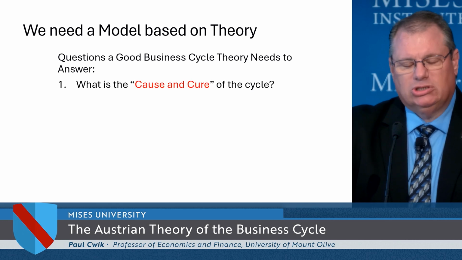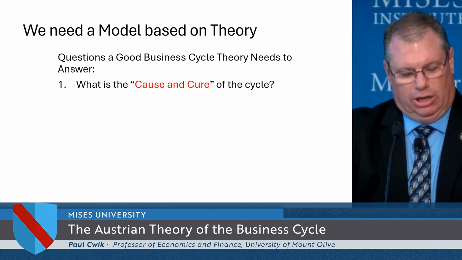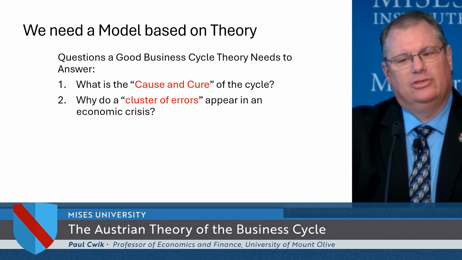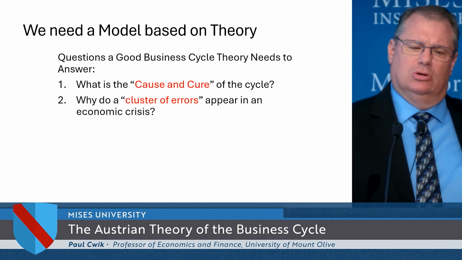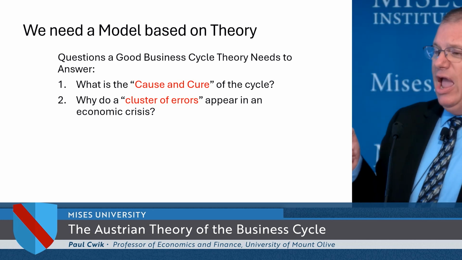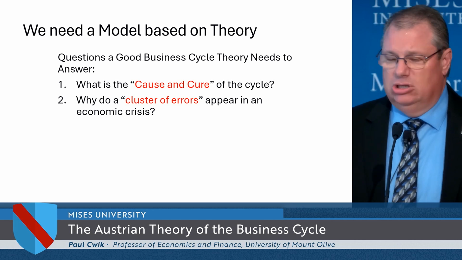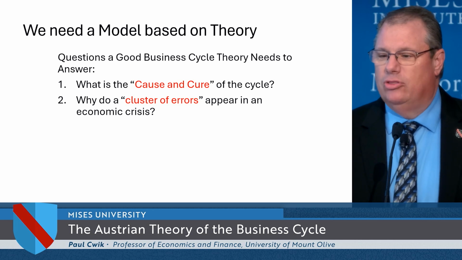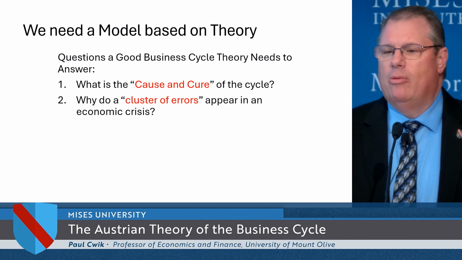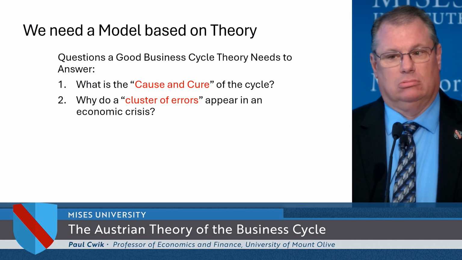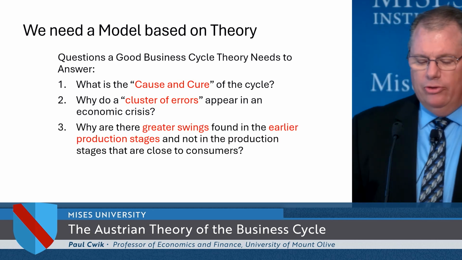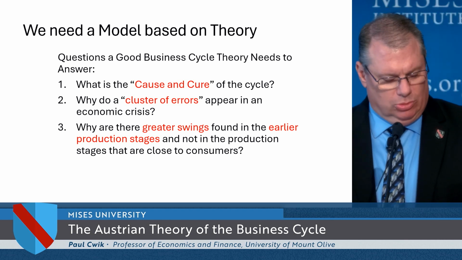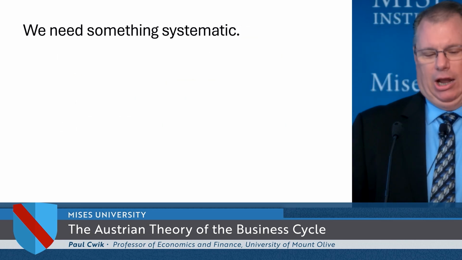So what we want is a model that answers some fundamental questions. There's three. What's the cause and the cure of a cycle? Why is there a cluster of errors that appear at this upper turning point? In other words, you've got these entrepreneurs, and they're paid to get things right. They're paid very handsomely when they get things right. And if the market is doing what markets do, those that are not any good at it, well, they lose their jobs and they go away. And those that are good at it stay. But why is it they all make the same mistake at roughly the same time in all the same direction? And why are there greater swings found in the earlier production stages and not so much when we get close to the consumers?